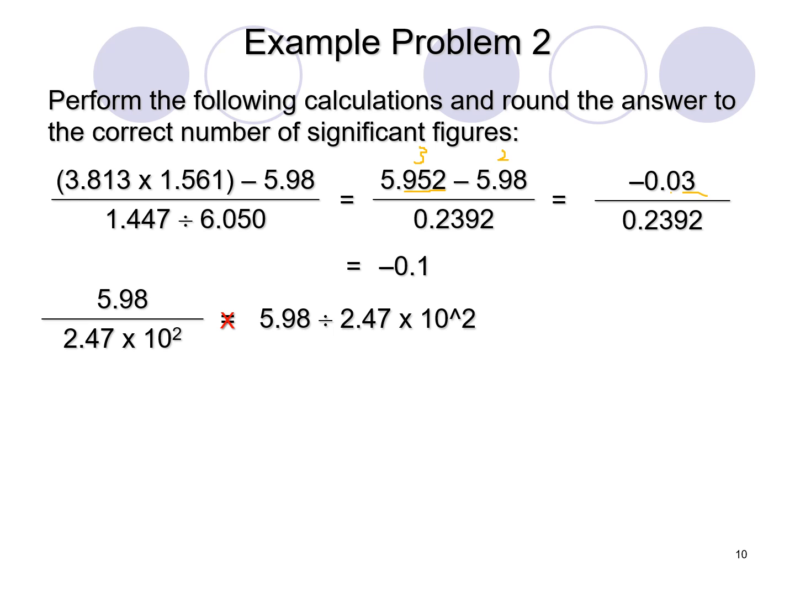What is wrong with this? If we have 5.98 divided by 2.47 times 10 to the second, why can't we just type those values in our calculator as this? 5.98 divided by 2.47 times 10 raised to the second power. Why?